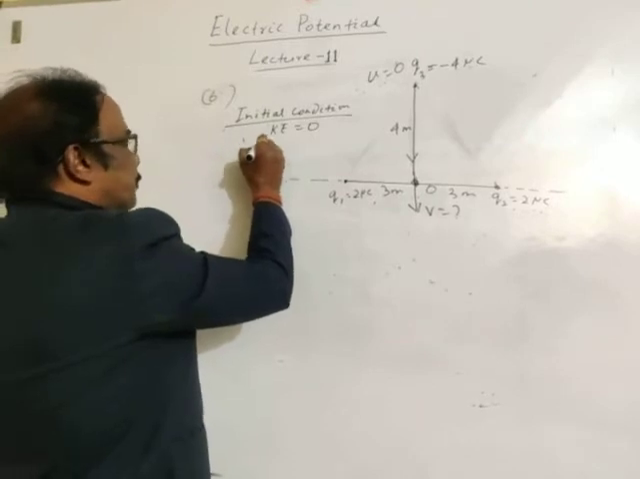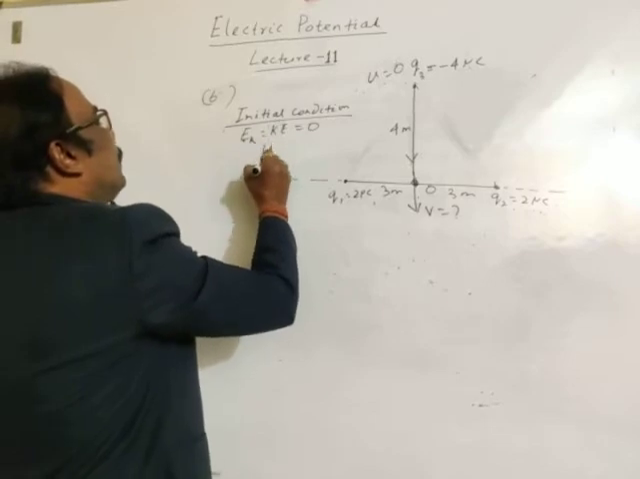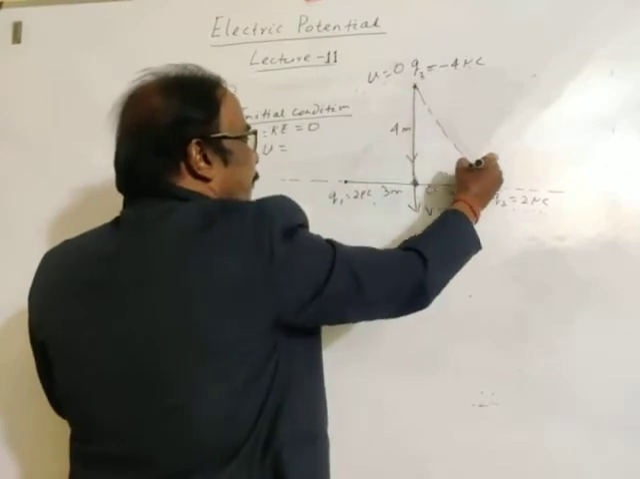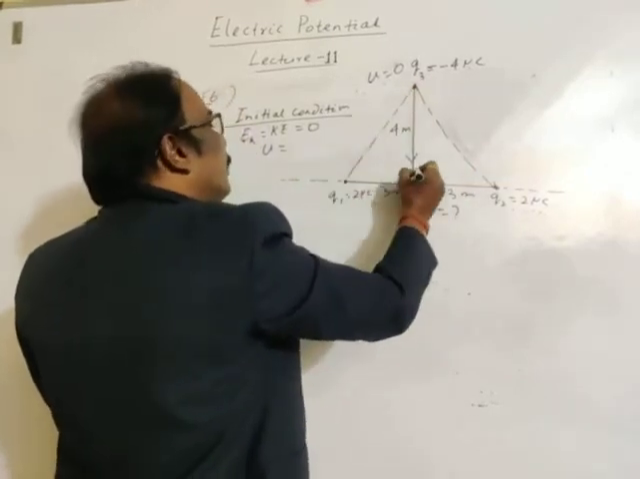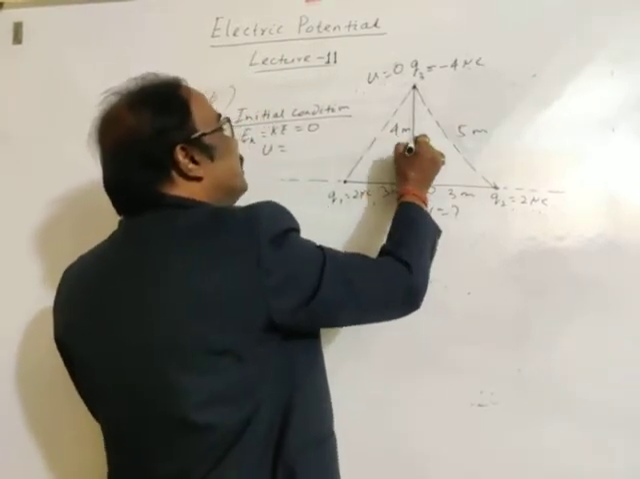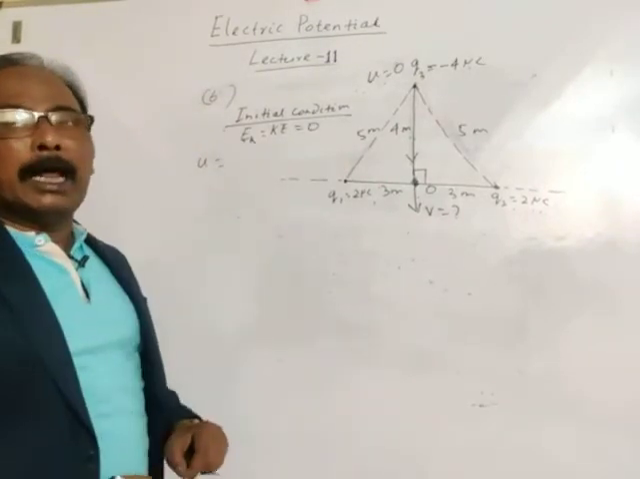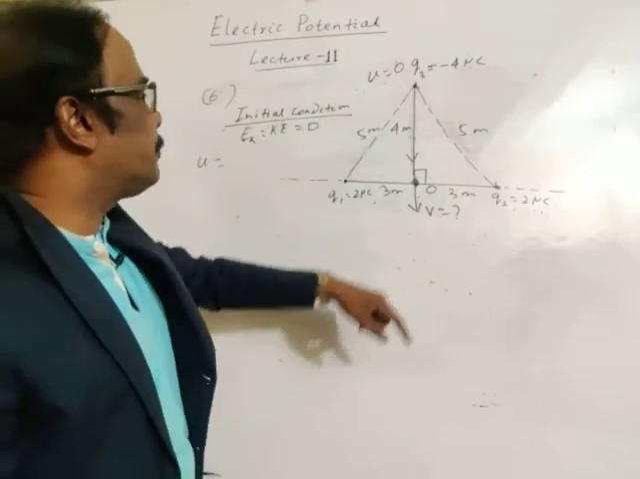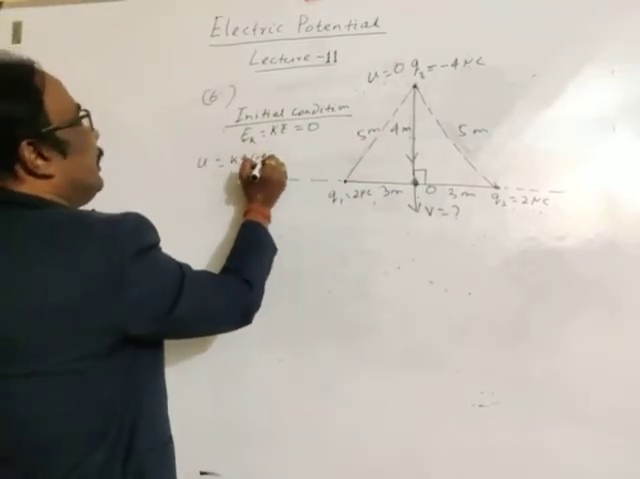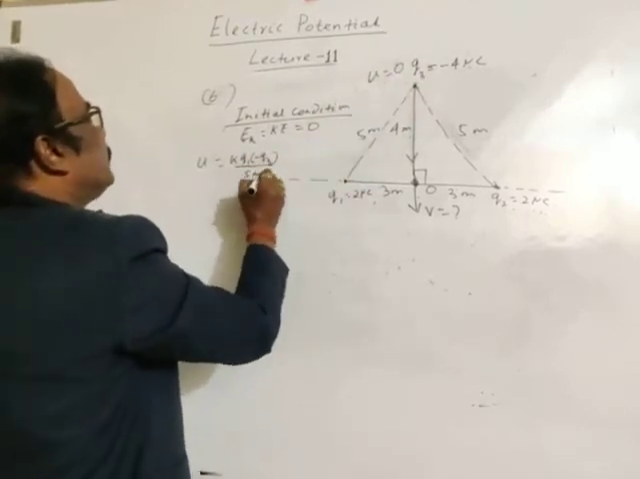Let's take kinetic energy E as 0. Potential energy is U. This angle is 90 degrees. This is 3, this is 4, obviously this is 5 meter. This is 3, this is 4, this is 5 meter. Then potential energy at the initial condition of the system: K Q1 Q3, where Q3 is negative, minus 4 microcoulomb, divided by 5 meter.